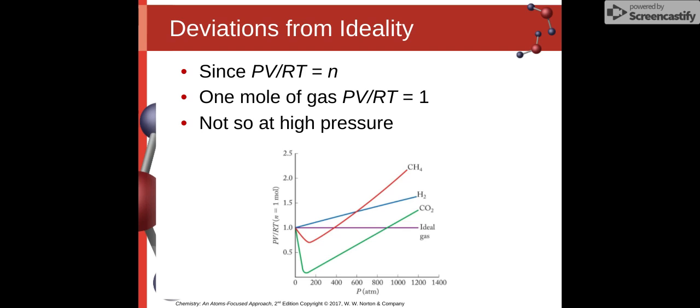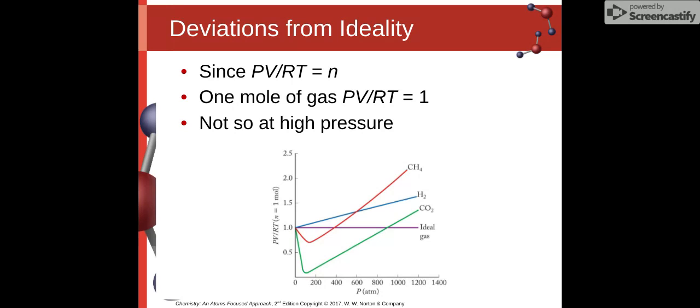And so if we think about this, PV over RT equals n, that's from the ideal gas law. And so for 1 mole of gas, PV over RT equals 1. But as it turns out, we don't observe that at high pressure. So you can see a number of different gases. The ideal gas is the purple line, and it's not going to change based on this expression. However, at high pressures, there are lots of different things that happen.